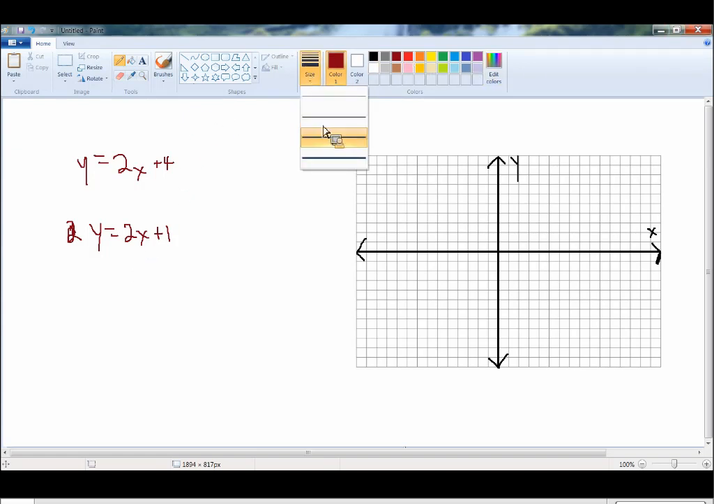The top one starts at 1, 2. It starts right over here, and it has a slope of positive 2, so it's going to look something like this.